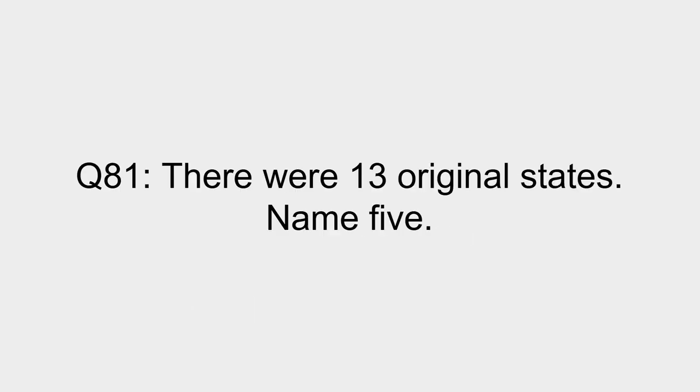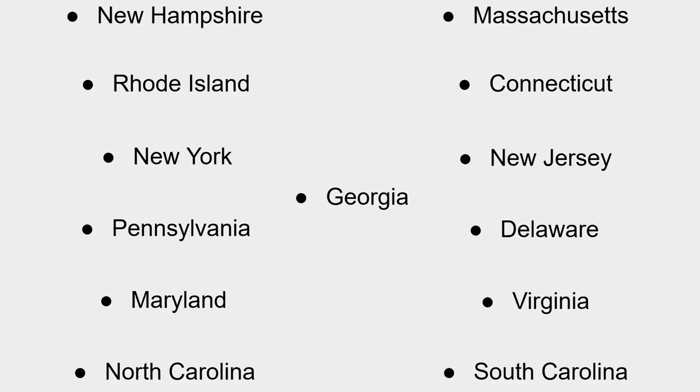13 original states, name 5. These are the ones you can choose. Now, my students and I have come up with a way to remember. We do the news and the directions. So we do New Hampshire, New York, New Jersey, North Carolina, South Carolina. That's the 5. So if you remember new and direction, that would get you to the 5. But it can be any of those 5, so whatever works the best for you.